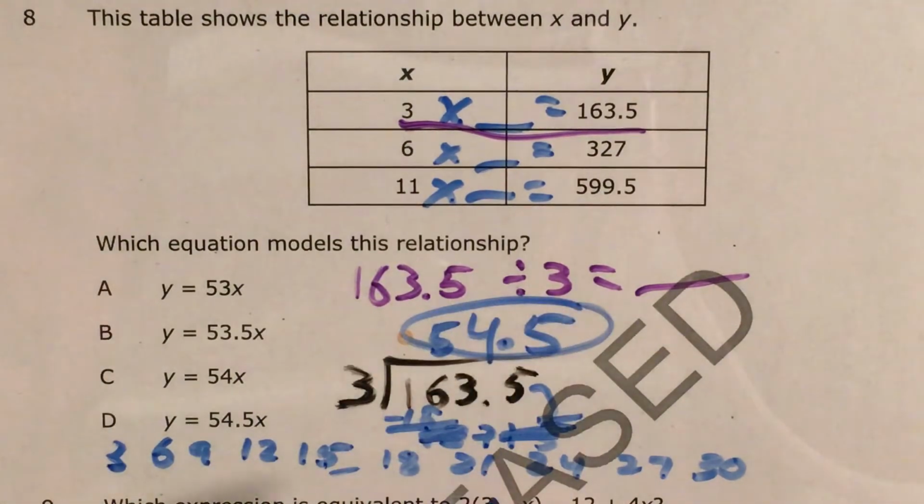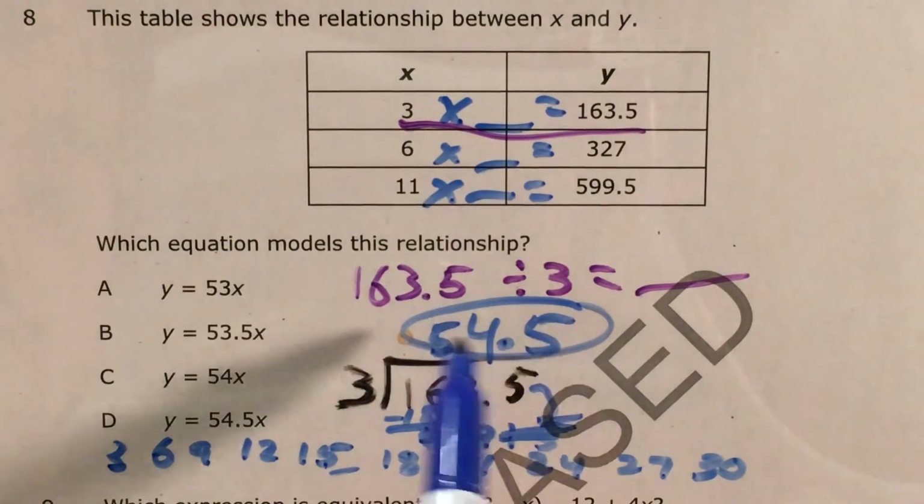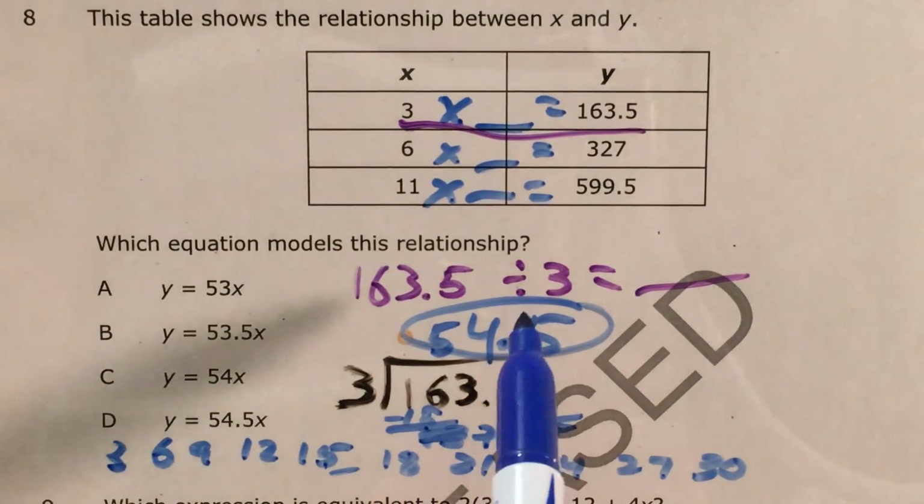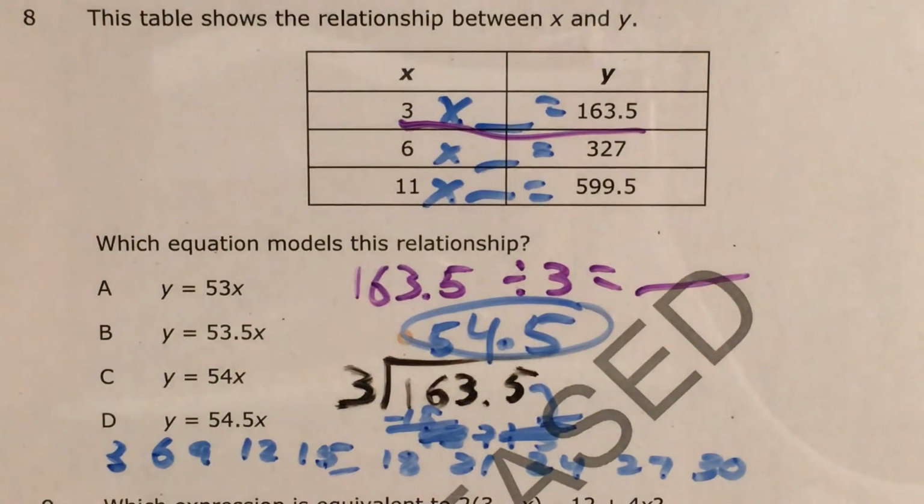So now I know that 3 times 54.5 equals 163.5. And I look for an answer that gives me 54.5, and it's choice D. So this is another of those proportionality questions. This comes up a lot in 7th grade math.